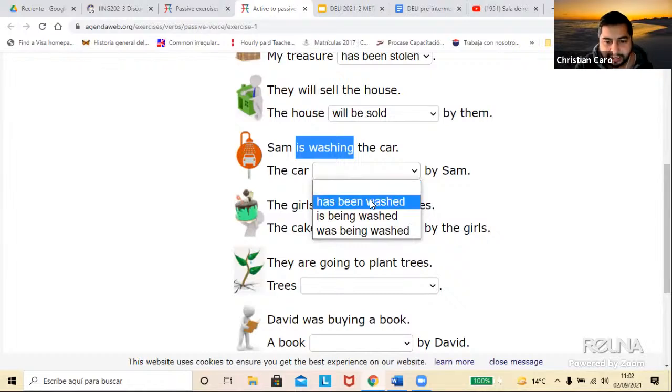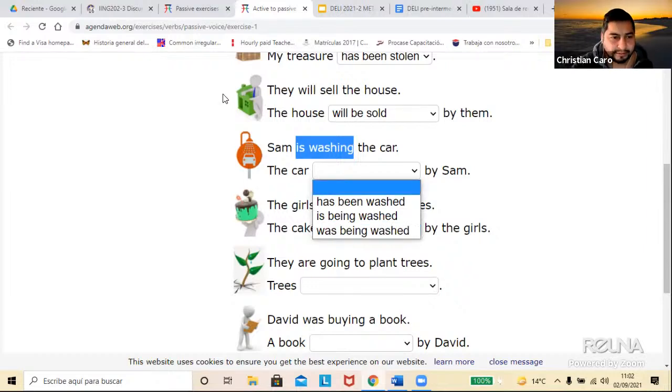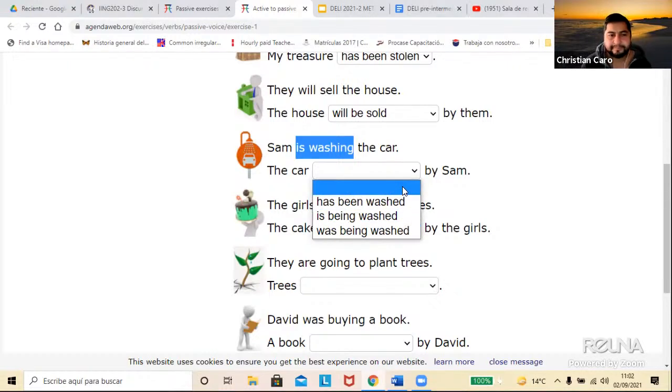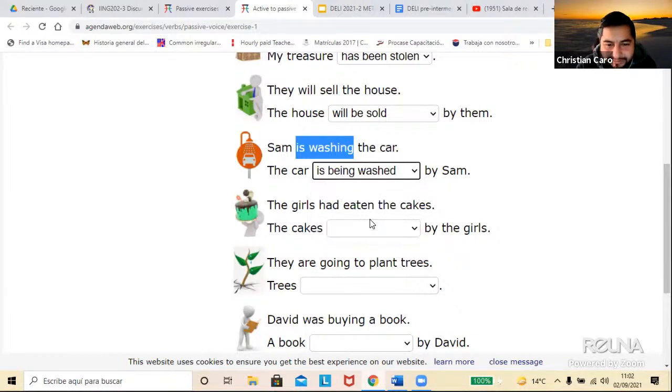¿Con cuál se mantiene? ¿Con el has been, con el is being o con el was being? ¿Qué dice el público? ¿Qué dice el pueblo? Dice, la Fran dice is being washed. El Derek dice is being. Ya, Valentina dice is being. El Maxi dice yes. Ya, perfecto. Entonces, pongámoslo. Is being washed. Ya.